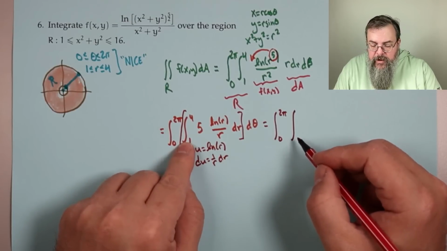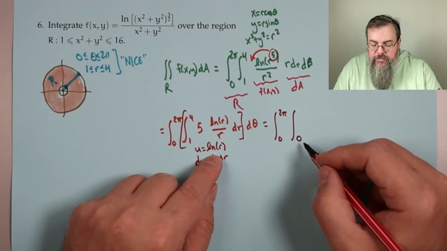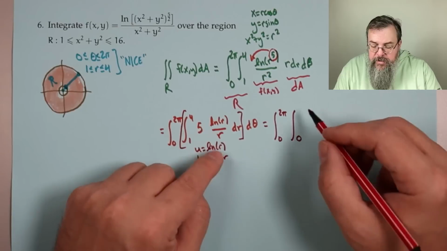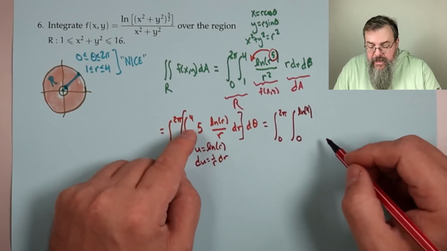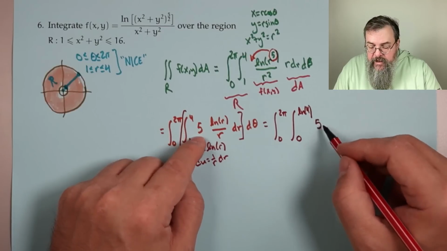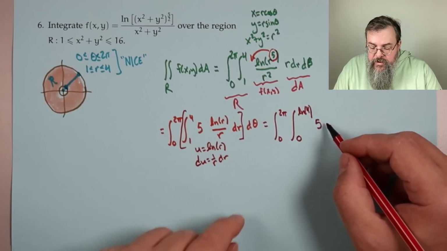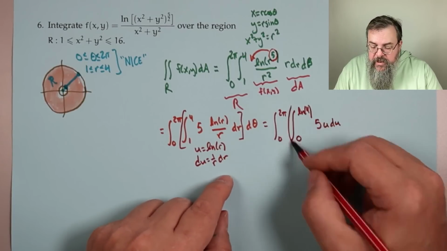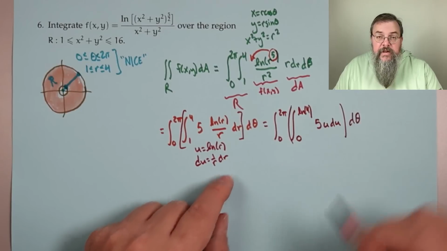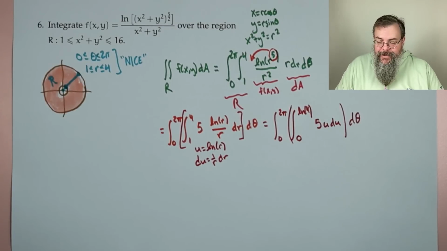And for r equals 1, u would be log of 1, 0. For r equals 4, u would be log of 4. And then we have the 5, and then log of r becomes our u, and 1 over r becomes our du. And on the inside there's a d theta. But now that's something we can work with.